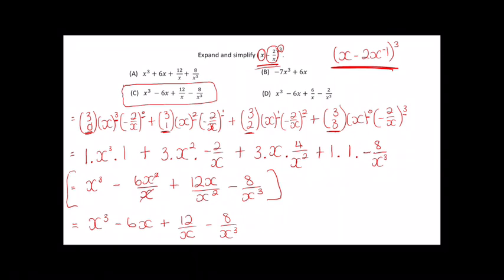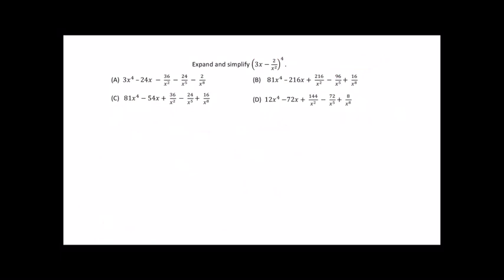A good check for this as well is to make sure you're recognising that your powers decrease at a steady rate. So we've started at x cubed, we've dropped the power down by 2 to x. Remember that this 12 over x is going to be x to the power negative 1, so you've dropped it by another 2, and then you've dropped it by another 2 to get to x to the power negative 3. So just another check to keep in mind.